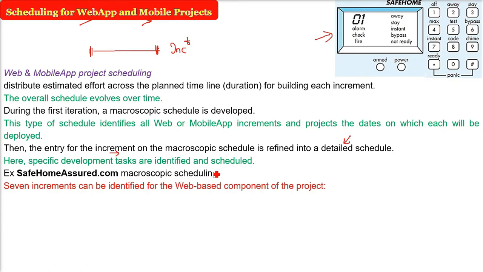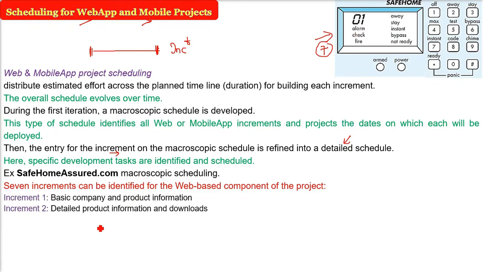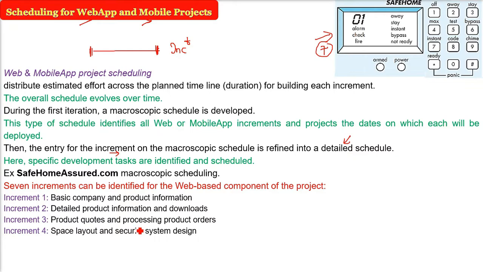First we have to identify what are the increments we are going to provide here. Let us say that we have identified 7 increments. For example, basic company and product information, detailed product information and downloads, that is you are going to buy from the company. Product codes and the processing of product orders, then the actual design part, space layout and the security system design part. So these are 4 increments and we are talking about 7. So the 5th will be information and ordering of monitoring devices and the services.